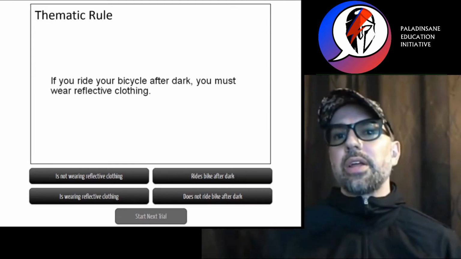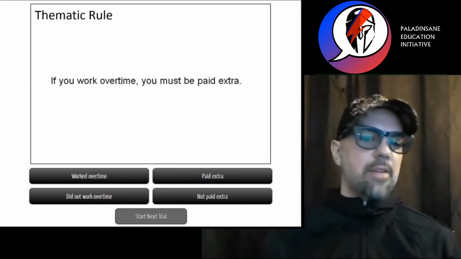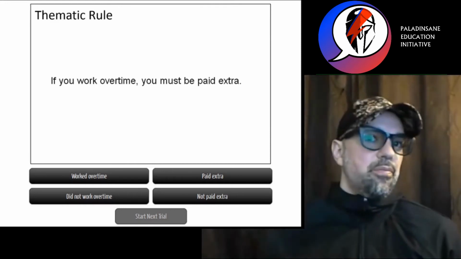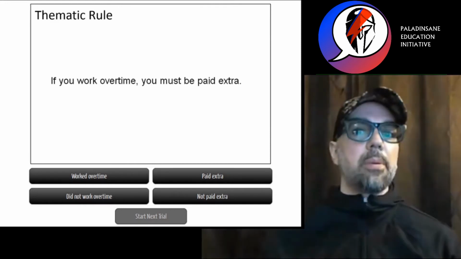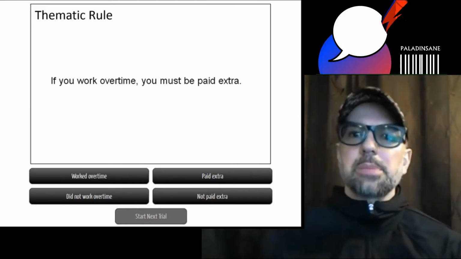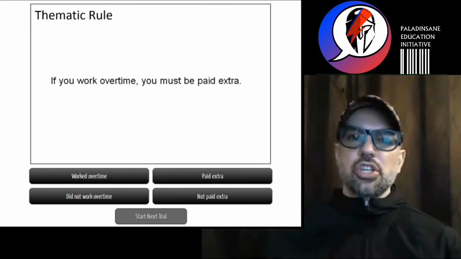So that's something that I can bring my own personal experience to. And then I am sure, after discussing this with many students who have jobs, this is another important rule that you probably have personal experience with. If you work overtime, you must be paid extra. So the question here is, when do you need to check this?